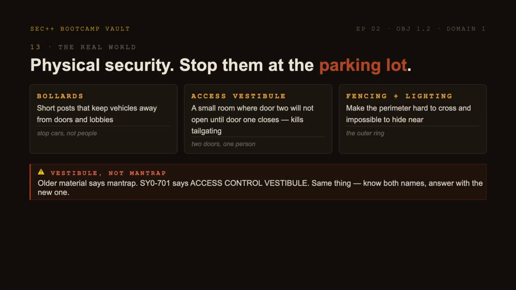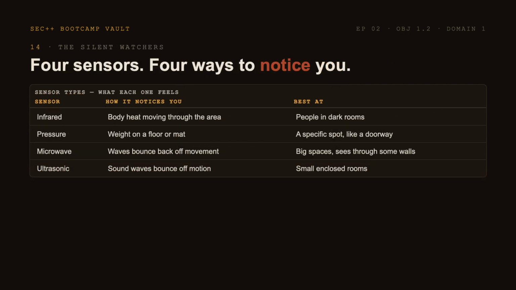Physical security, rapid fire. Bollards are the short posts that stop cars from reaching the building. They stop vehicles, not people. An access control vestibule is 2 doors with a small room between them. The second door will not open until the first one closes, which kills tailgating, where someone slips in behind you. Older study material calls this a man trap. The new exam says access control vestibule. Same thing, know both names. And fencing plus lighting form the outer ring. Hard to cross, nowhere to hide.